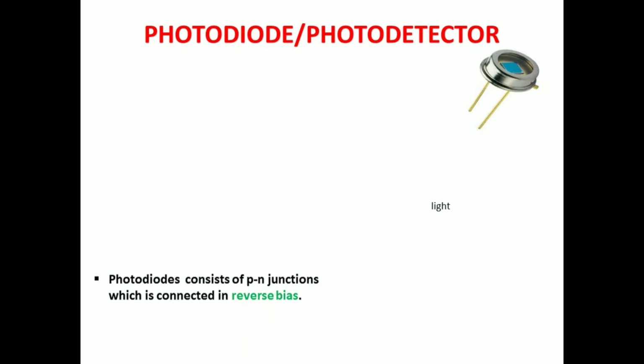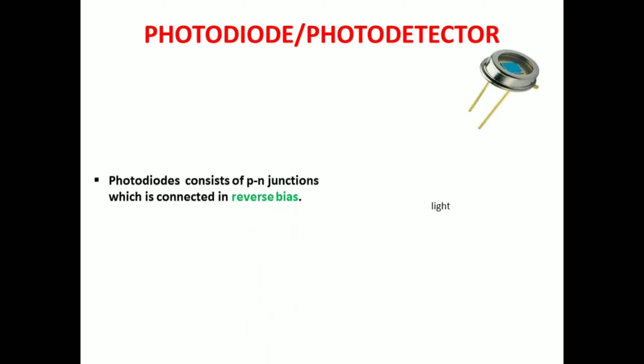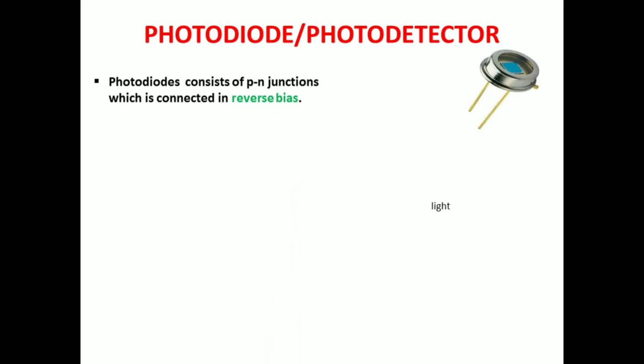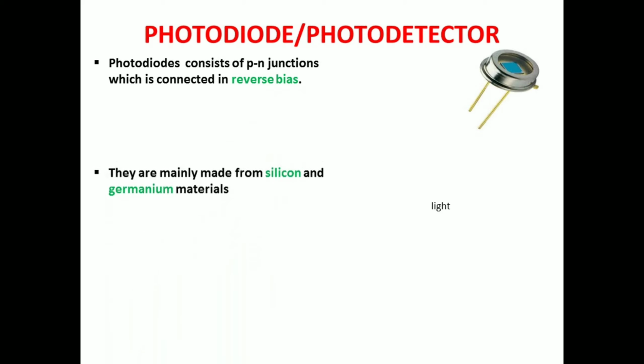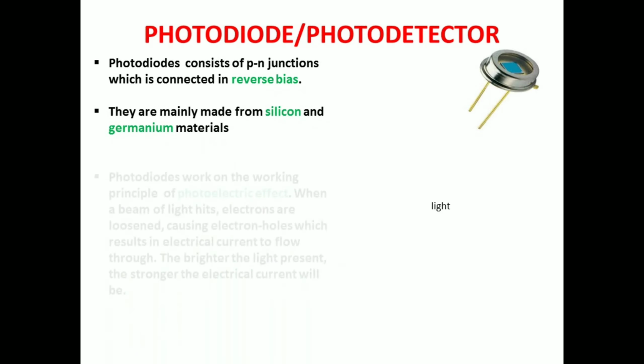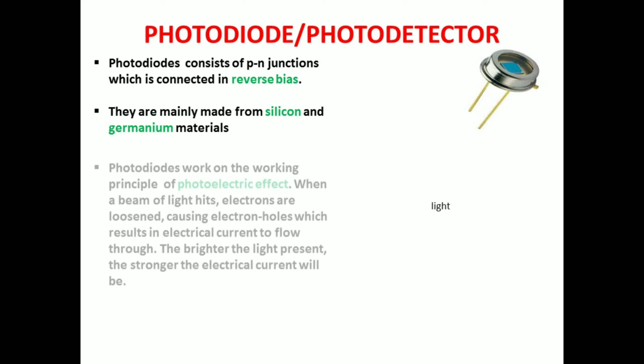A photodiode consists of a PN junction which is connected in reverse bias. They are similar to a PN junction diode, but their outer casing is either transparent or has a clear lens to focus light onto the PN junction. They are made mainly from semiconductor materials like silicon and germanium, and they work on the principle of the photoelectric effect.